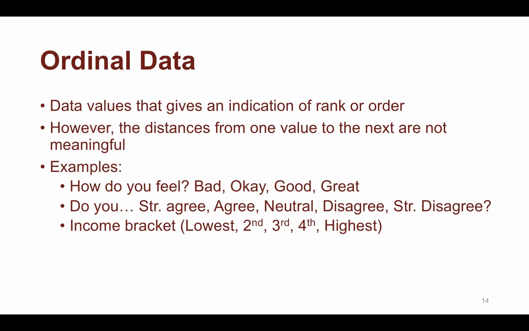And it's a similar idea for other Likert scale questions like, do you strongly agree, agree? Are you neutral? Do you disagree, strongly disagree? Or what income bracket are you in? Are you in the lowest 20%? Are you in the highest 20%? Or one of the ones in between? So again, I might get a sense of rank or order from these data, but I don't know how to quantify the differences between them.